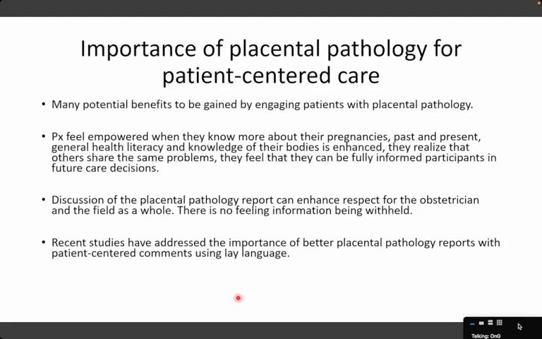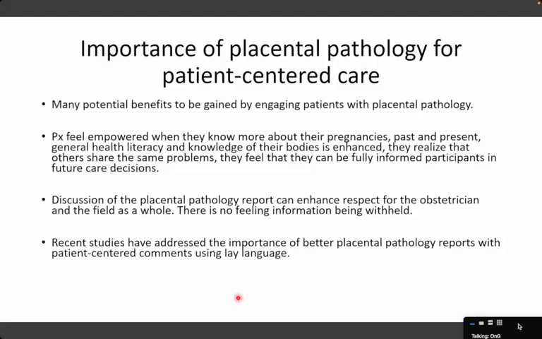There are many potential benefits to be gained by engaging patients with placental pathology. The patients feel empowered when they know more about their pregnancies, past and present. They improve their general health literacy and knowledge. Their knowledge of their bodies is enhanced. They realize that others share the same problem, and they feel that they can be fully informed participants in future care decisions. Discussion of the placental pathology report can enhance respect for the obstetrician and the field as a whole.